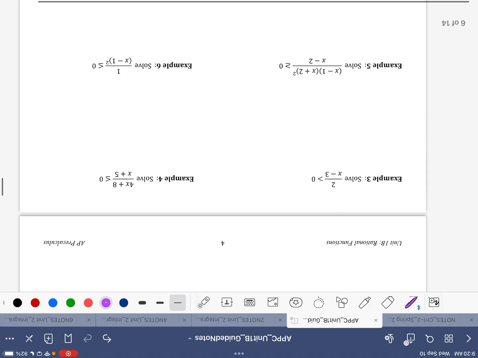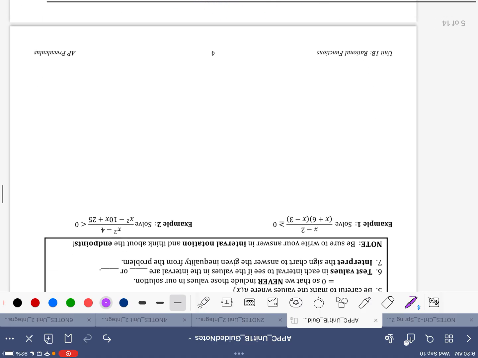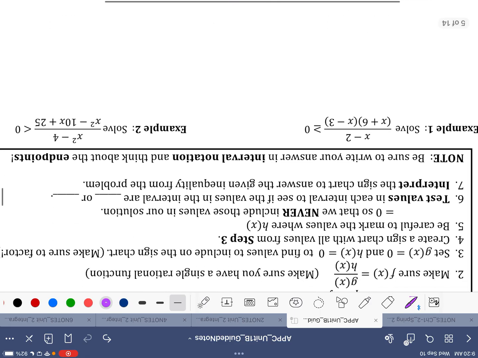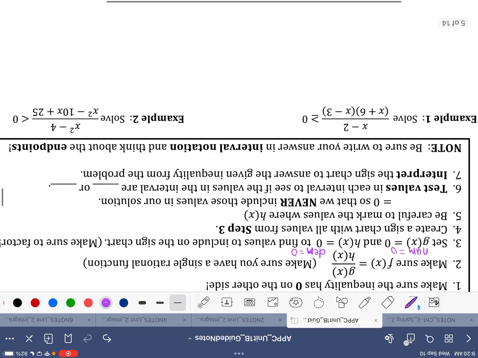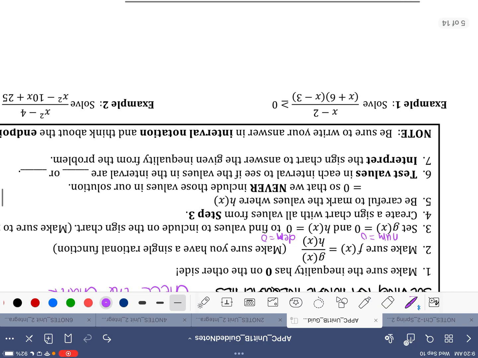So example 1 and 2 are a single rational function. I don't think I have any that are not, but if they weren't a single rational function, you have to get common denominators and make them be one fraction. Then we're setting the numerator equal to 0 and the denominator equal to 0. So the numerator equal to 0, what is that going to give you? X-intercepts or vertical asymptotes?